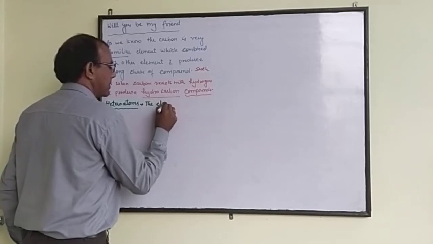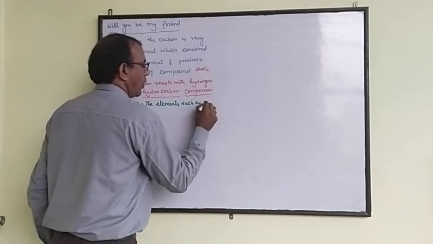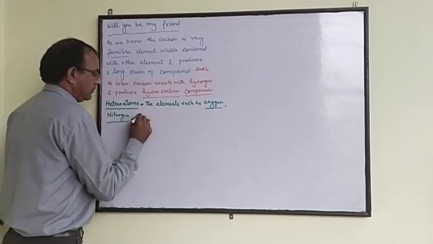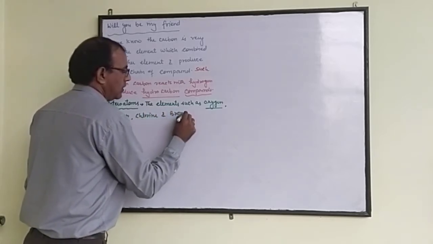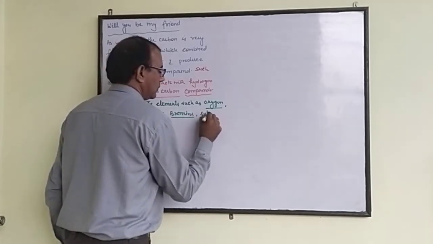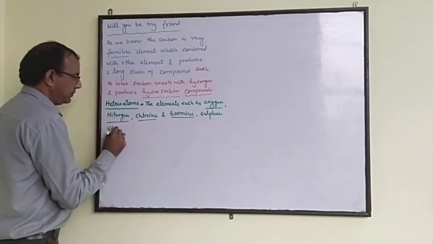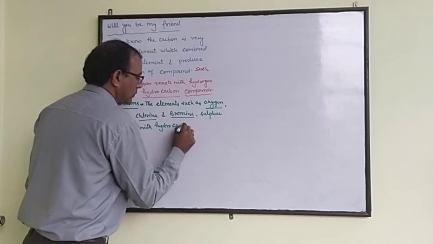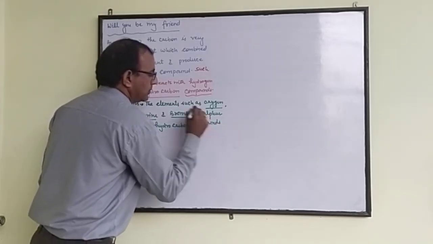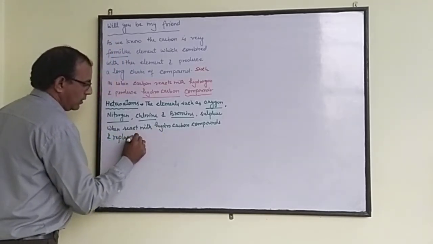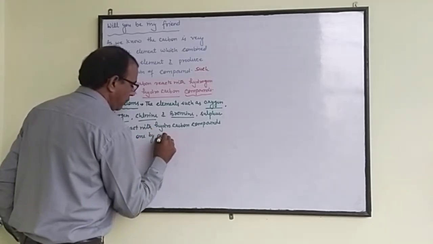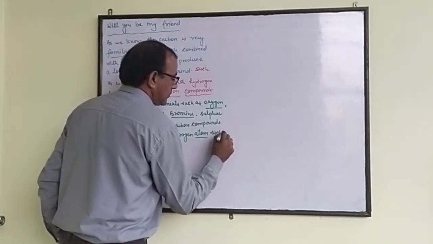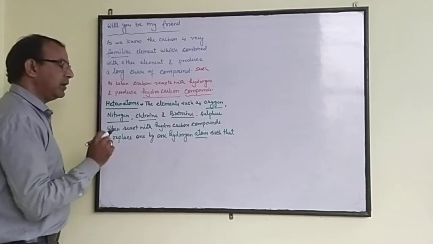The elements such as oxygen, nitrogen, chlorine and bromine as well as sulfur, when they react with hydrocarbon compounds and replace hydrogen atoms one by one, such that the valency of carbon remains the same.